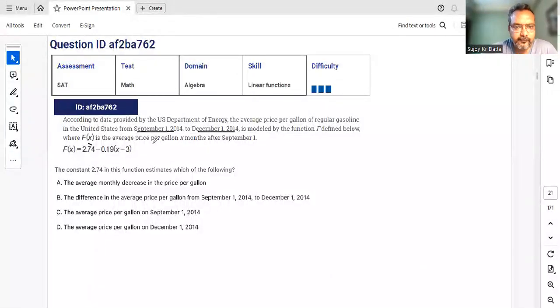So if that be the case, they are asking the constant 2.74 here means what? So as you can see, it's 2.74 minus something. And in that something, if I put X as 3, then this becomes 0. So that means 2.74 is the average price when X is 3. That means 3 months after September means on December 1. So basically 2.74 is the price per gallon on December. So that is the fourth option.